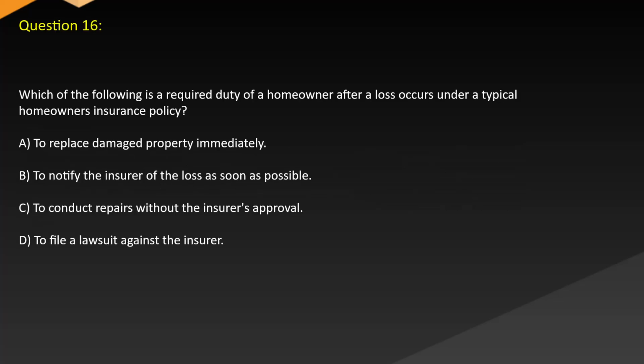Question 16. Which of the following is a required duty of a homeowner after a loss occurs under a typical homeowner's insurance policy? A. To replace damaged property immediately. B. To notify the insurer of the loss as soon as possible. C. To conduct repairs without the insurer's approval. D. To file a lawsuit against the insurer.